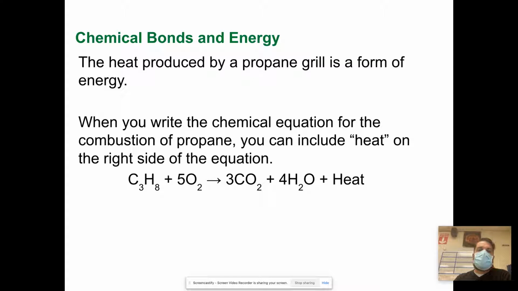If you want to look at it, the heat produced by the propane grill is in the form of energy. When you write a chemical equation for the combustion of propane, you can include heat on the right-hand side of the equation. In other words, this is the propane part, this is the oxygen part, and when you burn it, you end up with the carbon dioxide and water, and heat is released.